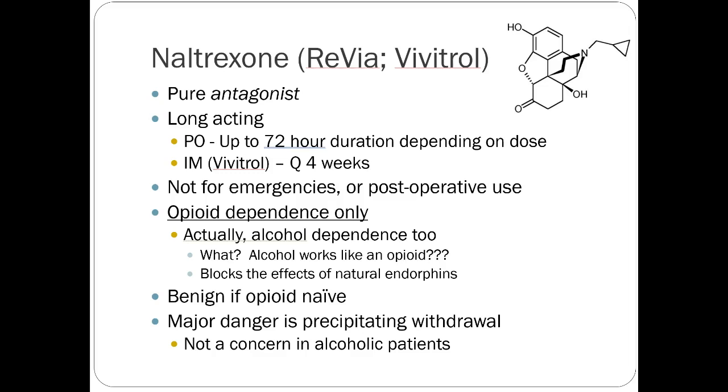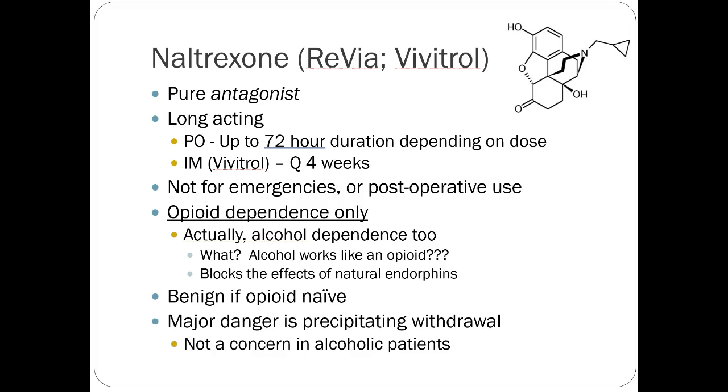Naltrexone is a long-acting antagonist that's usually used a couple different ways. One is PO. It has an up to 72-hour duration, and it's mostly used for people who have opioid-induced constipation from that perspective, and a couple other things, but that's pretty much it.